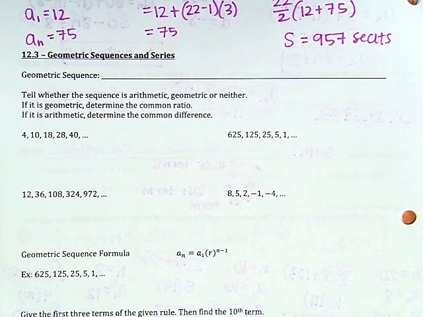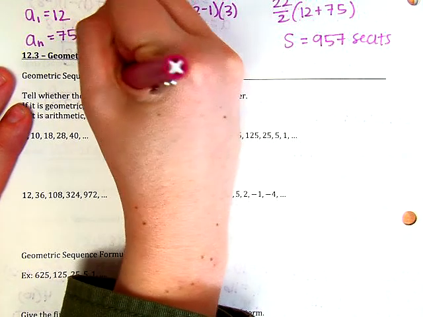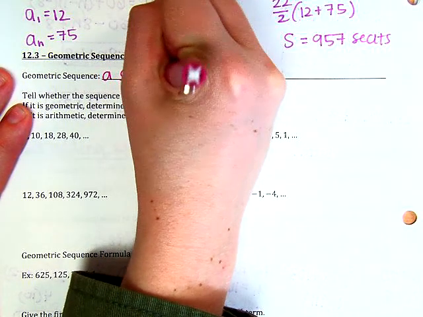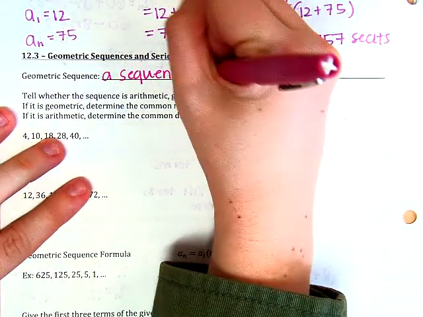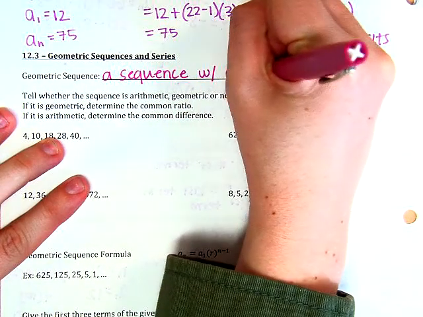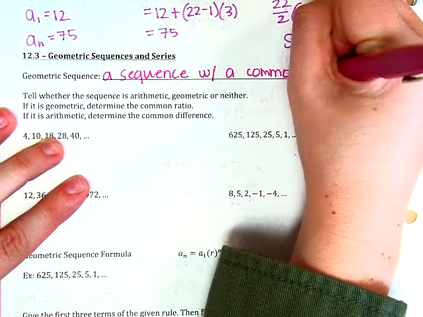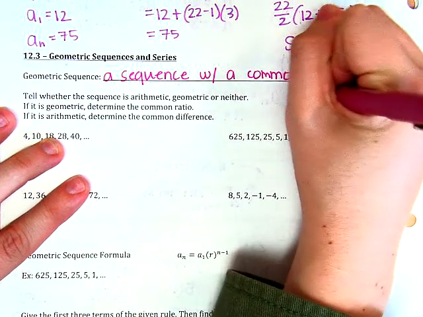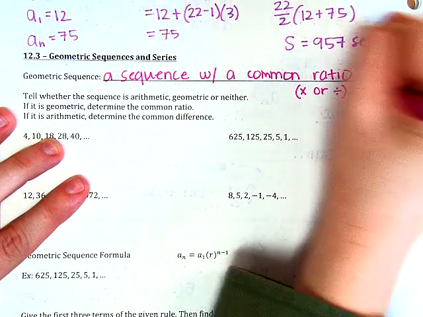Okay, 12.3 is geometric sequences and series. So yesterday we talked about arithmetic, where you're adding to get to the next term or subtracting to get to the next term. Geometric is all about multiplying or dividing. So geometric, it's just a sequence with a common ratio, aka multiplying or dividing.